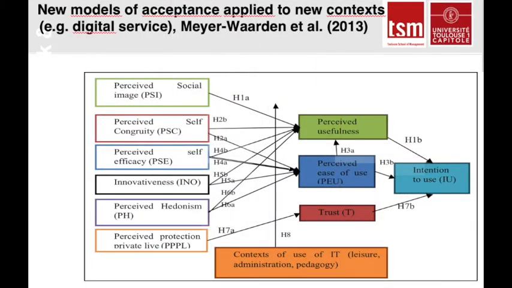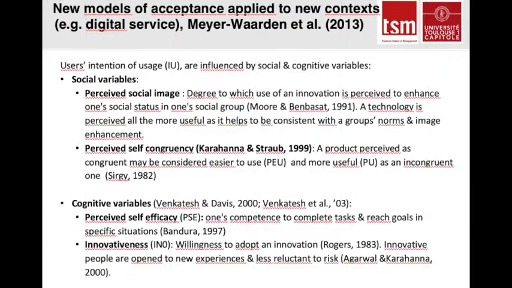In this model, we add perceived self-congruity, perceived self-efficacy, innovativeness, and social image to the traditional TAM model. So users' intention of usage are influenced by social and cognitive variables.